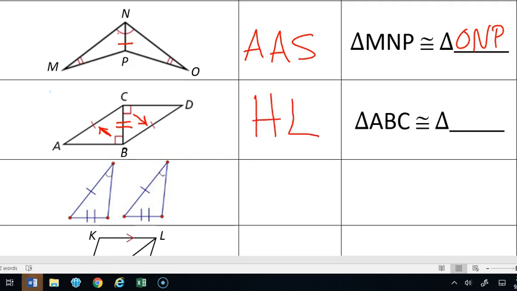And again, we've got A, B, C. So A has nothing on it. B has a right angle. And then if I go across the side BC, it's got 2 ticks. So that's the way I'm going to move across the other one too. So it's going to be DCB.